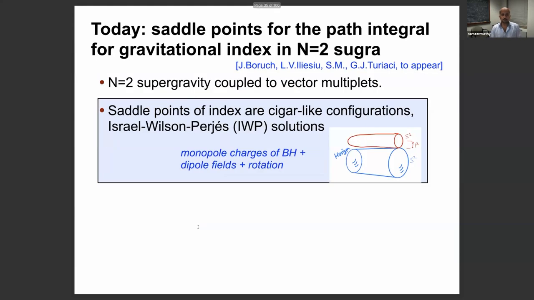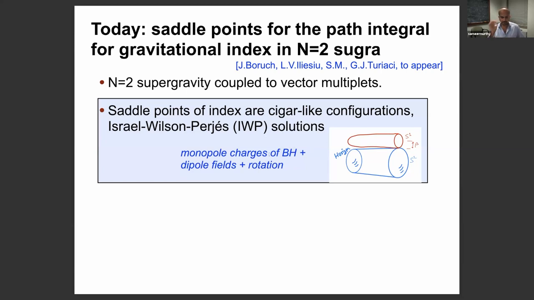Okay, so then today what I want to discuss is this. N equal to 2 supergravity coupled to vector multiplets, an arbitrary number of vector multiplets. And what we find are saddle points of this index. So these are cigar-like configurations, exactly of the type that I showed. And these solutions are actually well-known in the literature. They go by the name of Israel-Wilson-Perjés solutions. I'll discuss this in more detail.